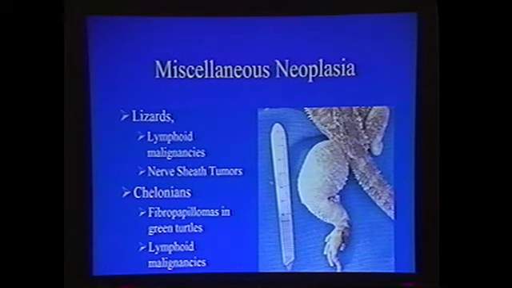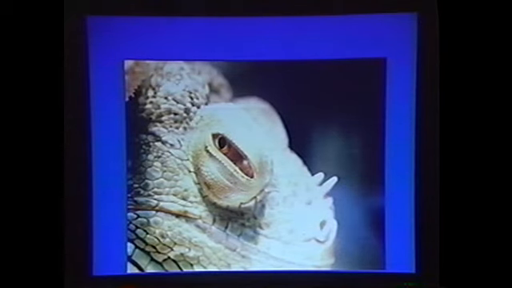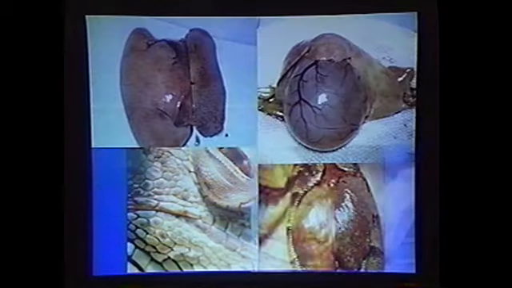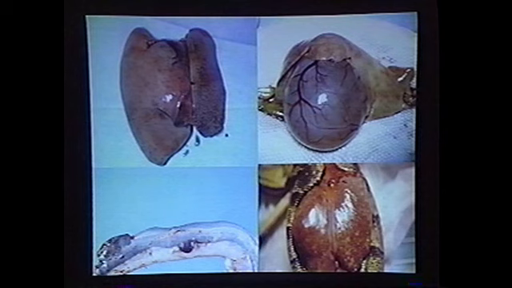Chelonians only rarely get neoplasms, with the exception of the fibropapillomas in green turtles associated with herpes virus infection. Lymphoid malignancies are occasionally seen in chelonians. Bilateral tear gland adenomas are occasionally seen in iguanas and in chameleons. Hepatomas are occasionally seen in the liver of a variety of reptiles.